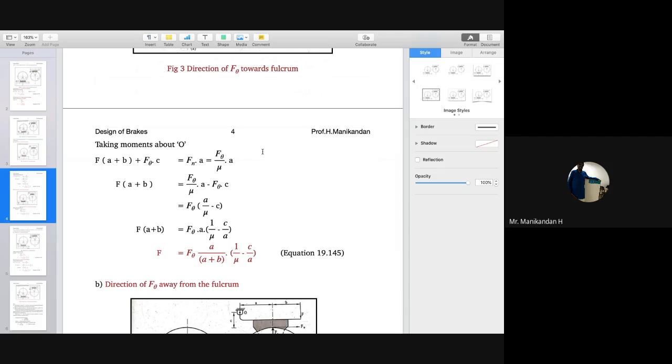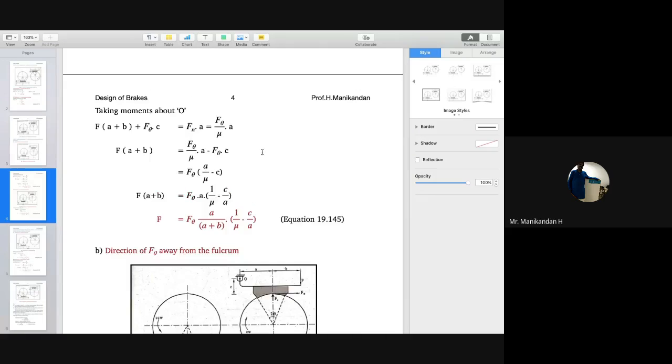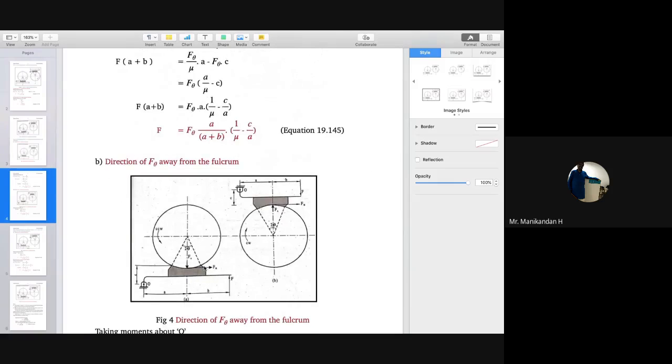I'll tell you one thing: these cases and formulas are given in a table in the data book, so you need not worry about it. Even if you are not able to remember the formula or the data book, you can directly refer to the figure and derive the formula. So that's not an issue.